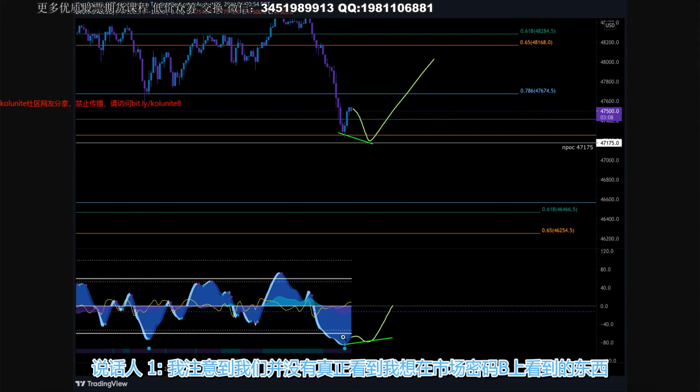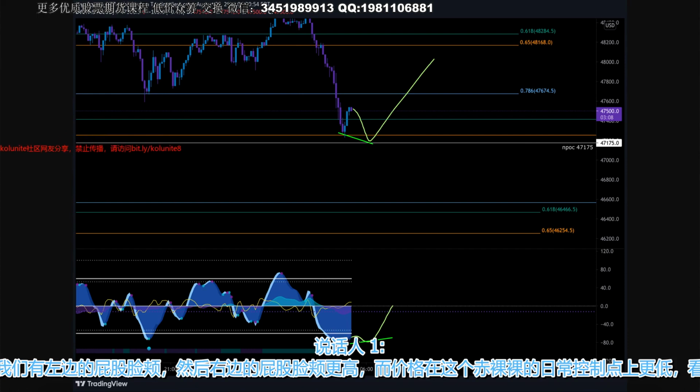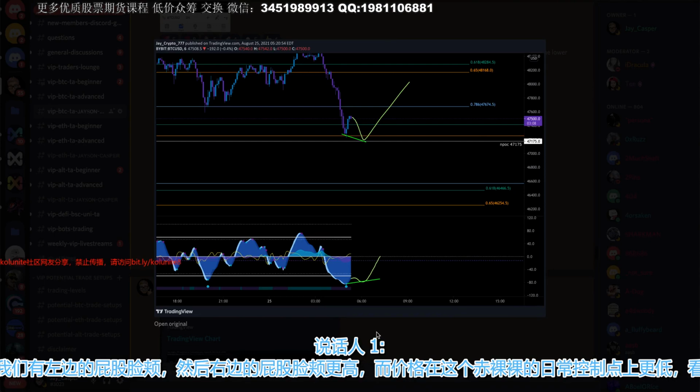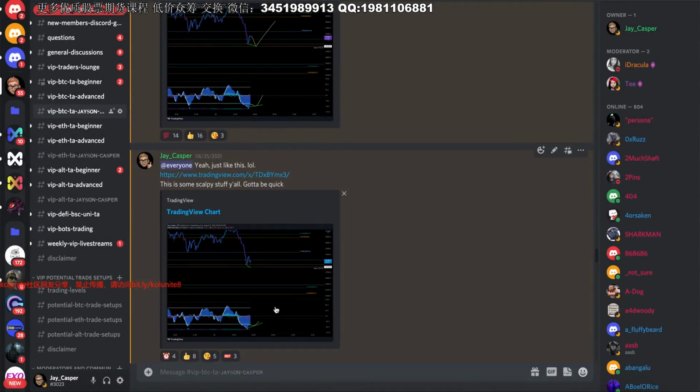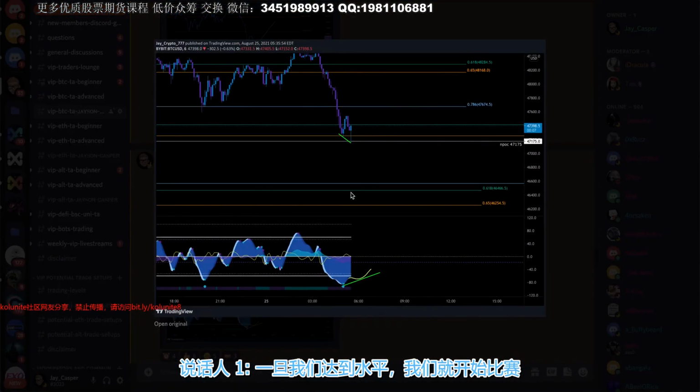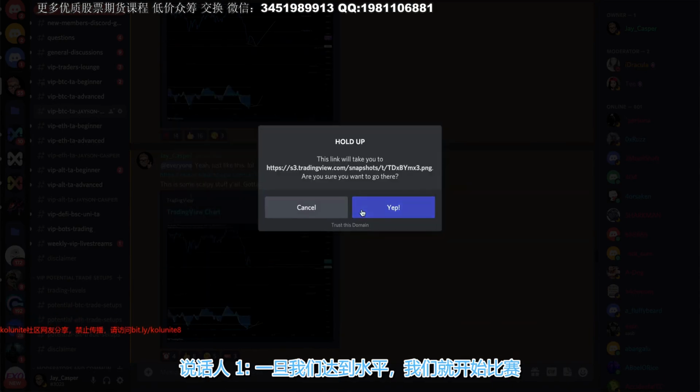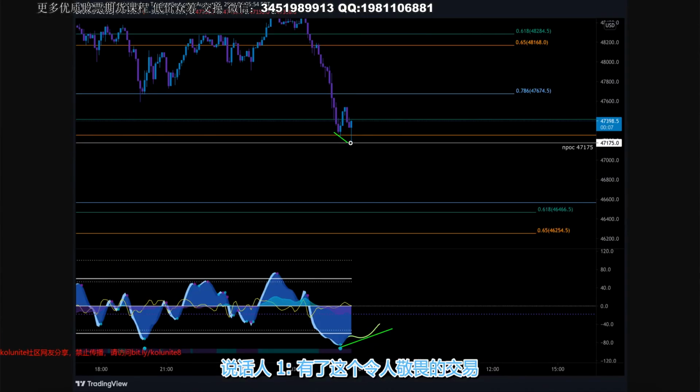I noticed we didn't really see what I wanted to see on Market Cipher B. I wanted to see what I like to call the uneven butt cheeks pattern, where we have the left butt cheek and then the right butt cheek being higher while the price comes lower, right into this naked daily point of control. And look what happens when we actually do touch that level. Boom. Literally, as soon as we touch the level, we are off to the races with this awesome trade.